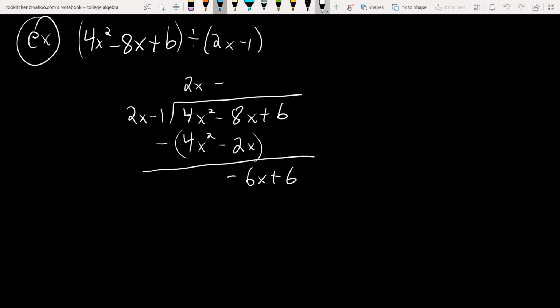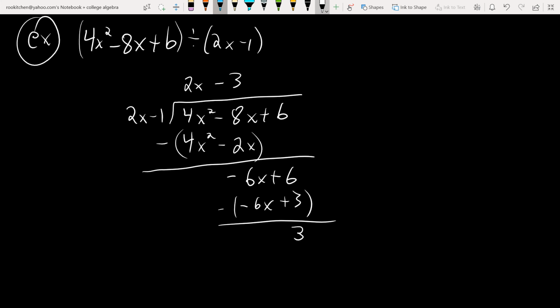So I think that's negative 3. So I end up with negative 6x plus 3, and then I want to subtract. Okay, so negative 6x minus negative 6x is 0. 6 minus 3 is 3, and that's my remainder.